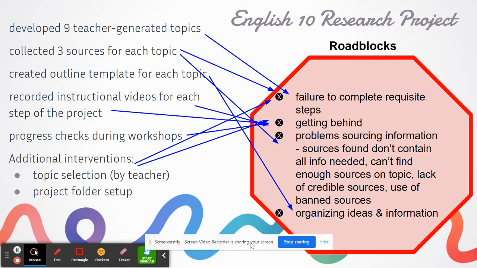Some additional interventions that I use are, if a student, for example, doesn't select one of the 9 topics, I will pick one for them. And there are some setup steps that we do at the beginning to get them the materials that they need for their specific topic option. And if students fail to complete those steps, I will complete those for them again to get them caught up to the point where they can rejoin the class with what they're doing.